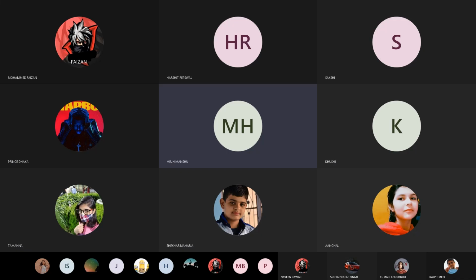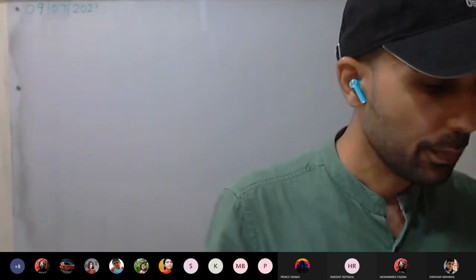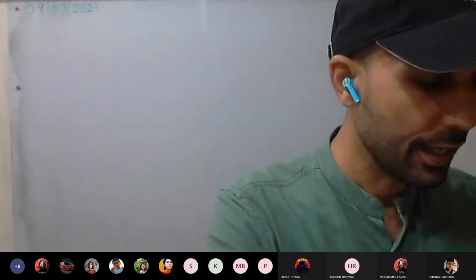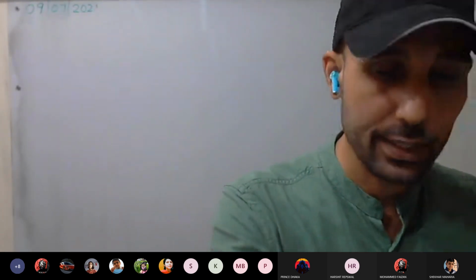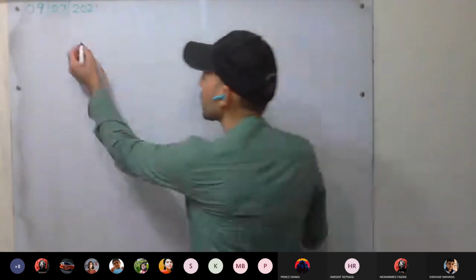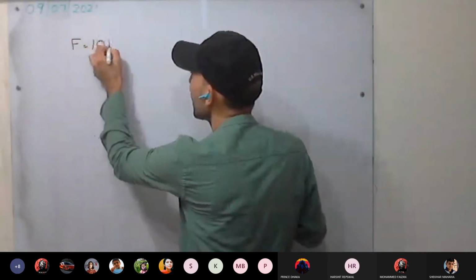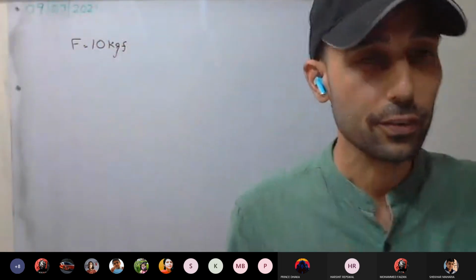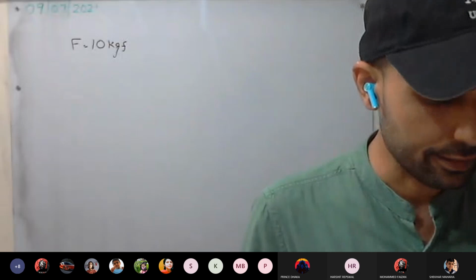Open page number 28. Okay, read the first question. A body when acted upon by a force of 10 kgf. F equal to 10 kgf. Those who are done, it will be revision for them, but many students haven't still done.